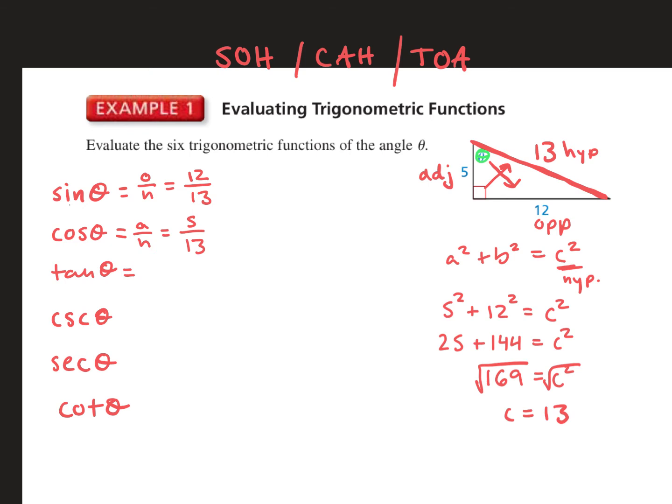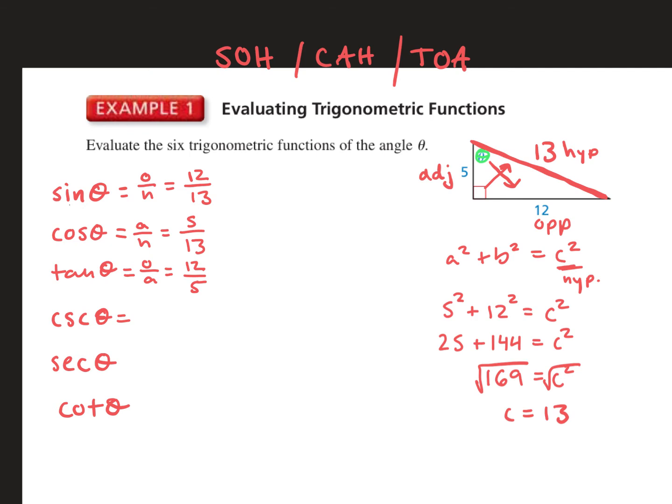Tangent is what? Opposite over adjacent. So what's our opposite? 12, and what's our adjacent? 5. And then we find cosecant.